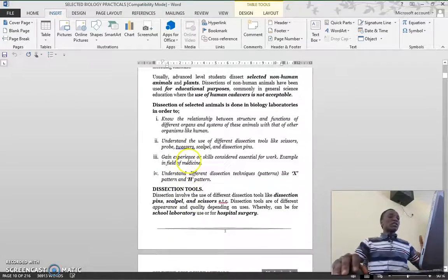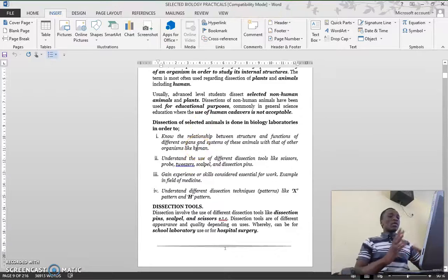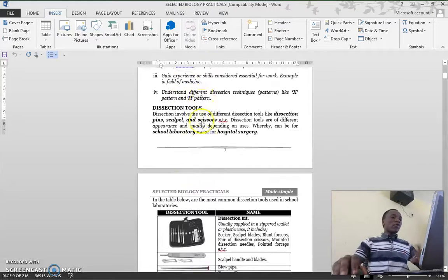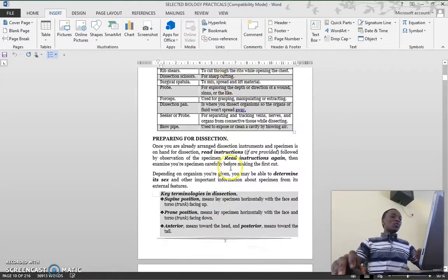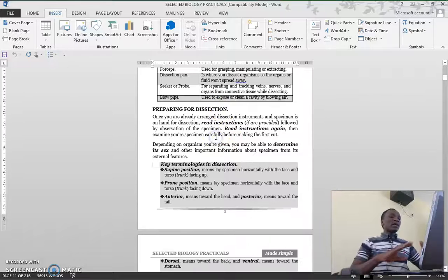It has the introduction, dissection, and things like why we are dissecting, because sometimes people participate in dissection without knowing why we do dissection. So we also have those key things for why we are doing dissection, and also dissection tools, and then the uses of those tools. Also we have things on preparing for dissection. How are you going to get ready for dissection?